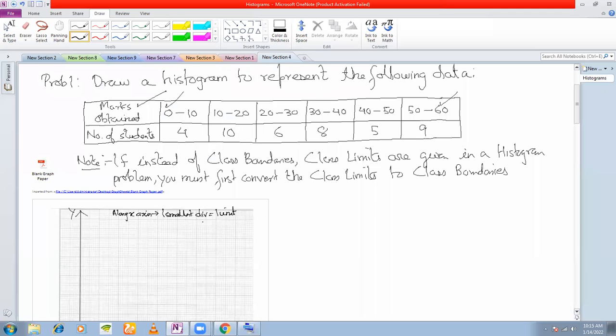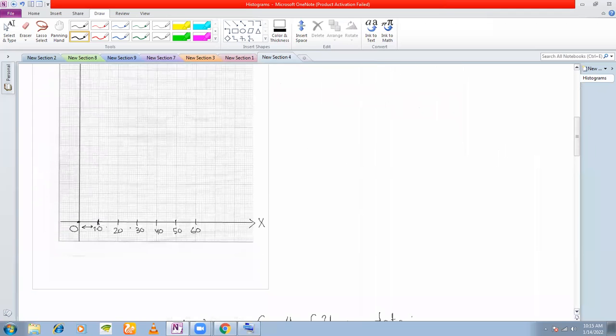Did you understand the scale? You have 10 divisions here, and 10 divisions is equal to how much? 10. So one division is 1 unit. So I've written the scale for the x-axis.